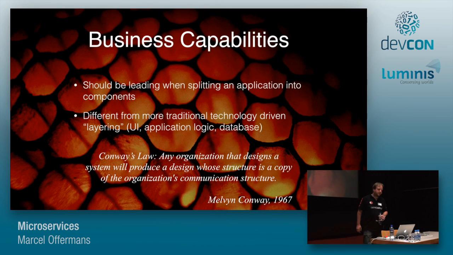And we'll start with business capabilities. So when you start architecting using microservices, you tend to organize these microservices or these components around business capabilities. And that should be your leading principle when trying to break up an application into different components. It's a little bit different from what you might be used to.